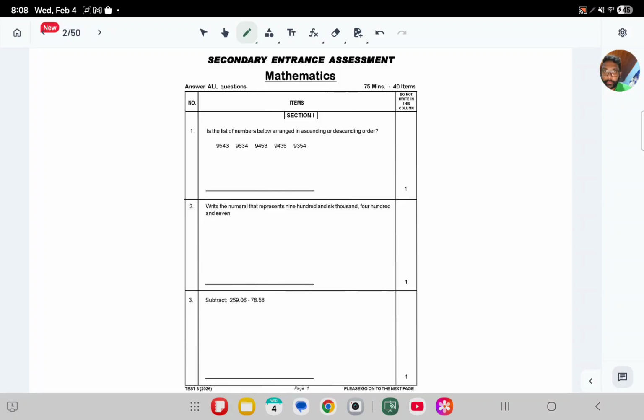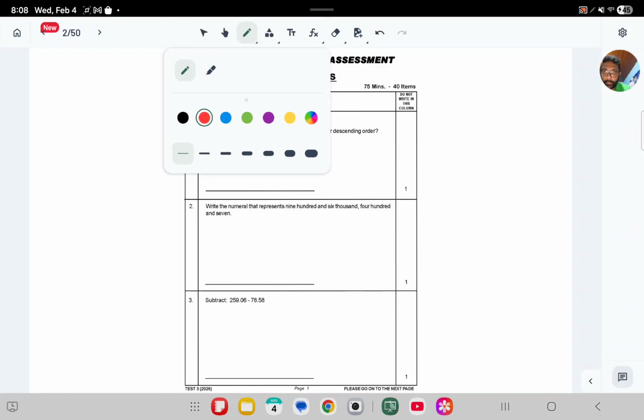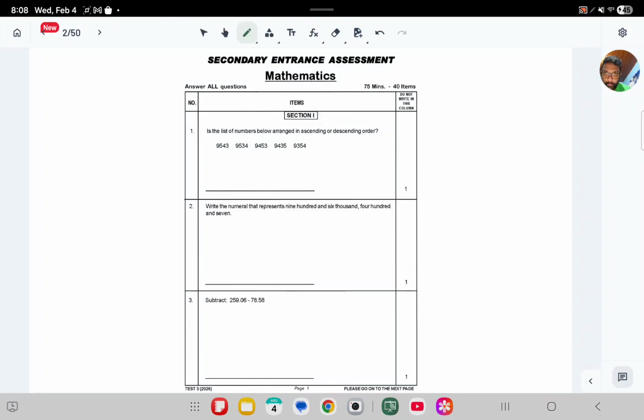Is the list of numbers below arranged in ascending or descending order? So ascending order is from smallest to largest, and descending order is from largest to smallest. So ascending, smallest to largest; descending, largest to smallest.